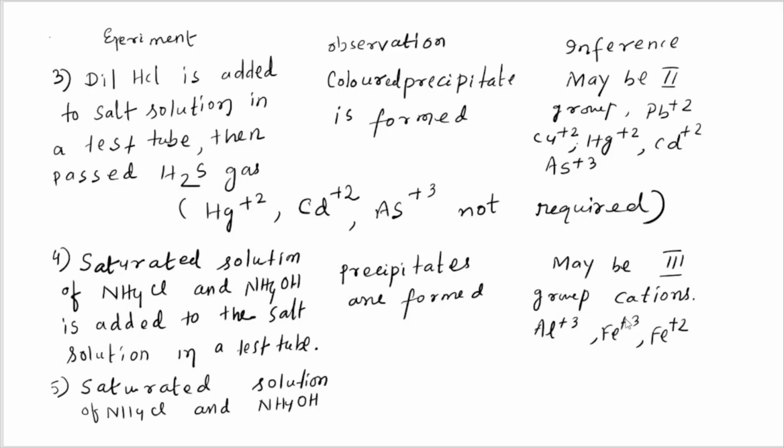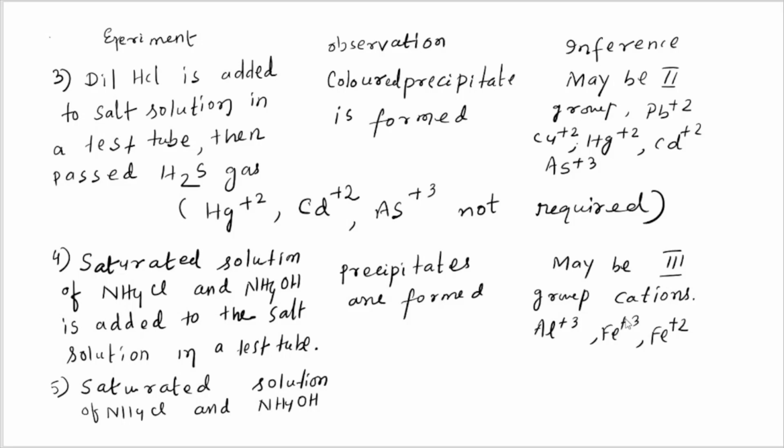And for the third group, totally a new test tube, you take a saturated solution of ammonium chloride and ammonium hydroxide, and that is added to the salt solution in another test tube. Then what happened? A precipitate forms. It may be Al+3, Fe+3 or Fe+2. That indicates whether it is Al+3, Fe+3 or Fe+2. These three are very important.